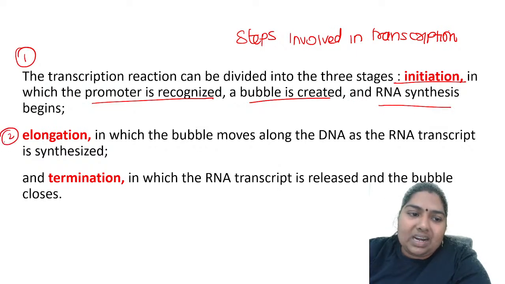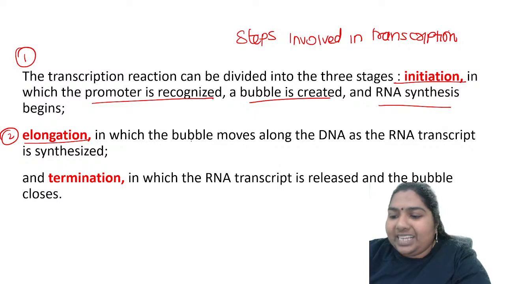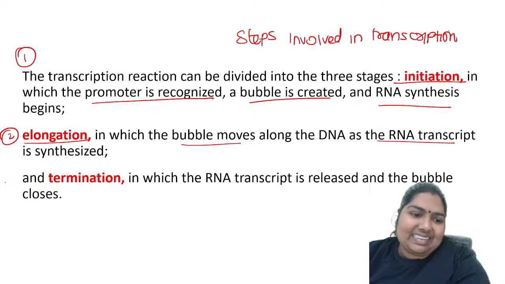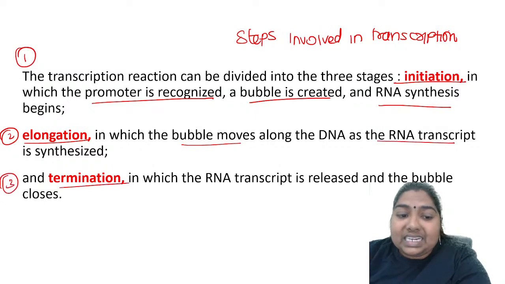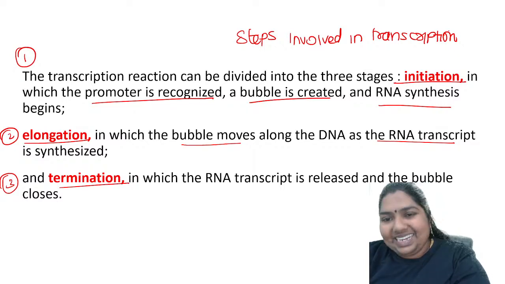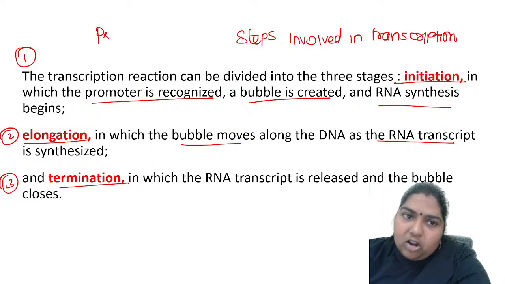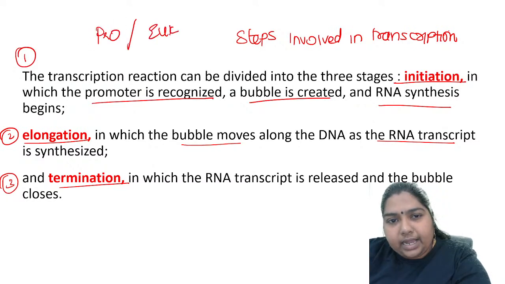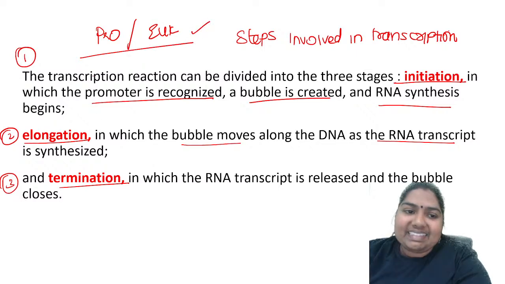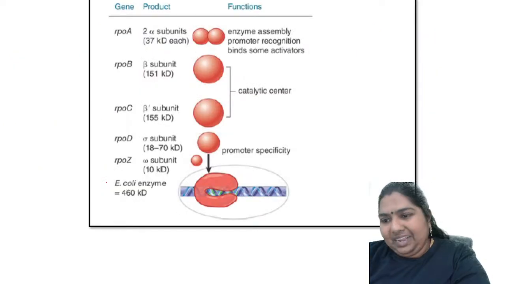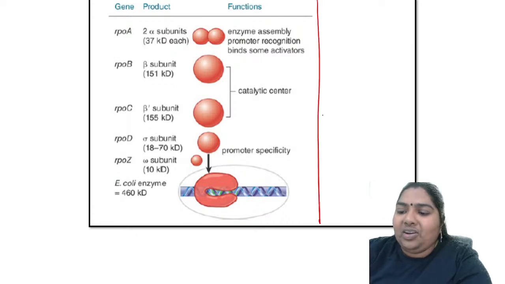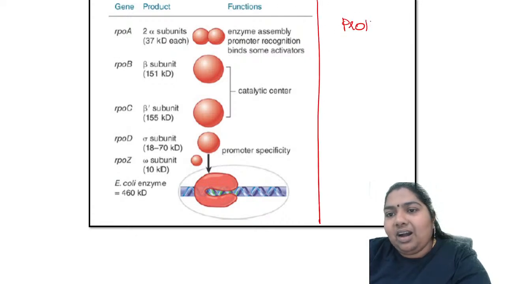The second one is called elongation. So elongation is where the bubble is going to move, and your RNA is going to be synthesized. The third one is going to be the termination. Termination means finally everything is over, so it is going to release. So in both prokaryotic as well as eukaryotic, these three processes will definitely take place. I told you in case of prokaryote, all in all it is conducted by a single individual.